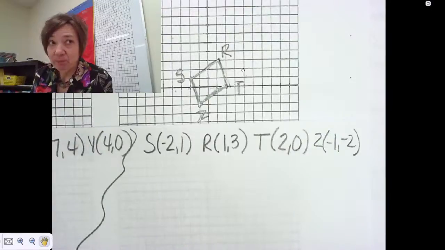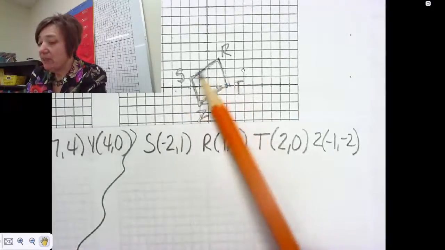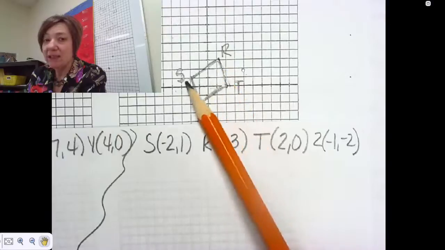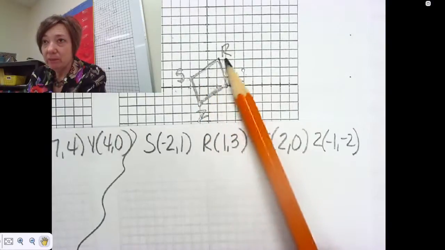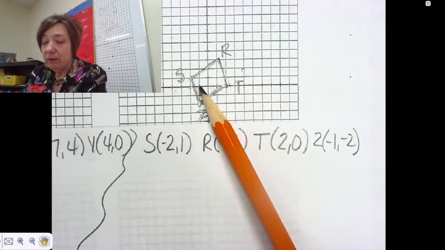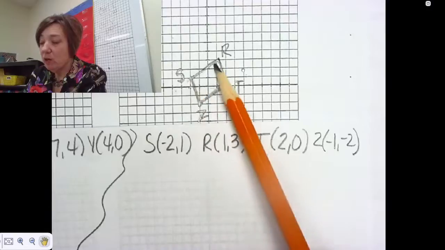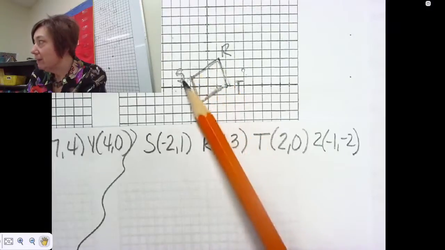Y'all got nothing? Y'all making this harder than it is. If I find the distance between S and R, what is that on the parallelogram? I'm just asking for words, not a number. The distance between S and R is going to be what on the parallelogram?